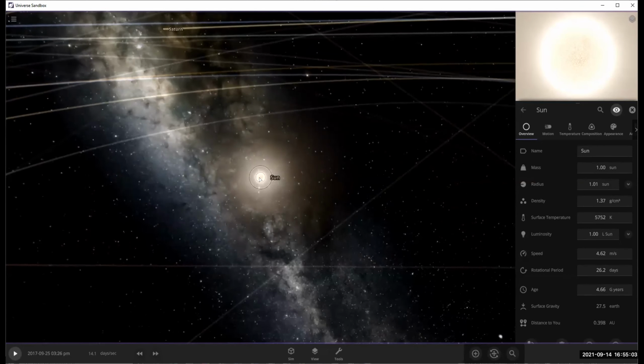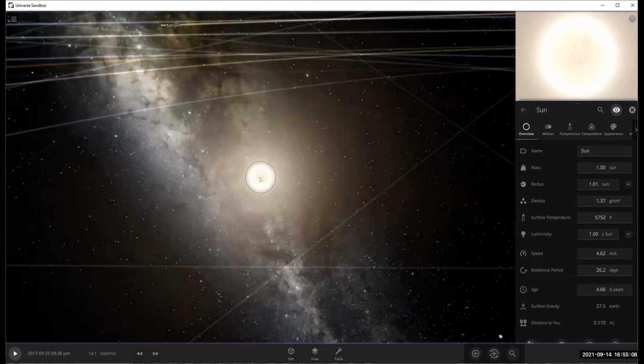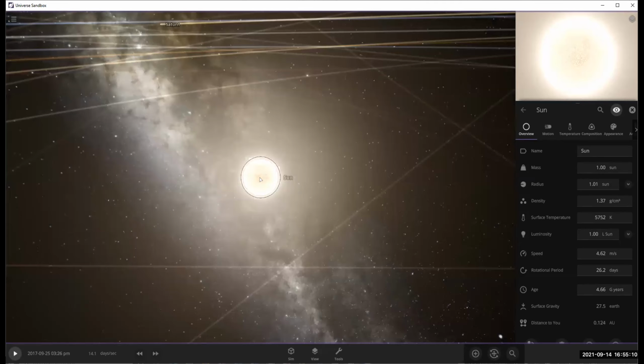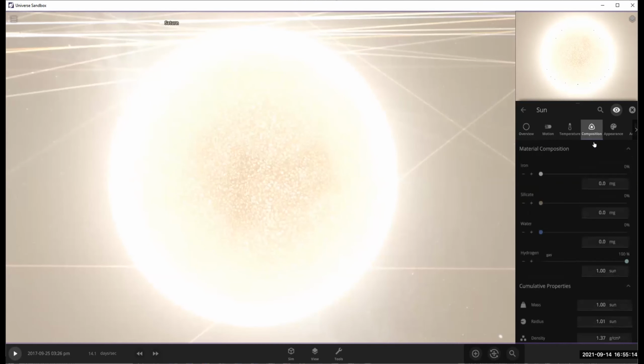So let me get closer to it. If I cut through it, it's going to be hard to see things inside because of the different structure in here. You can't see much of it, but it's mainly gas, really. That's what the sun is. The sun is made up of mainly hydrogen and helium.